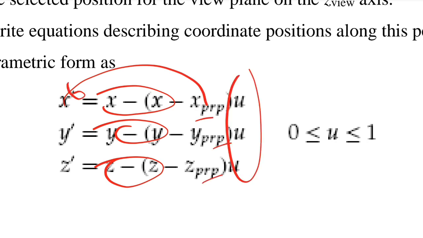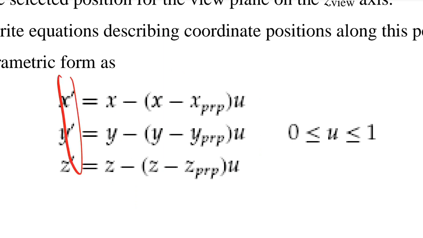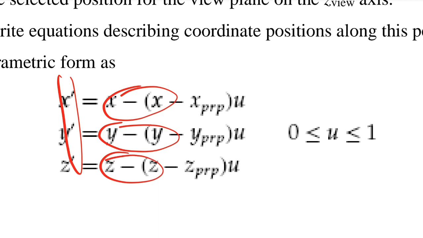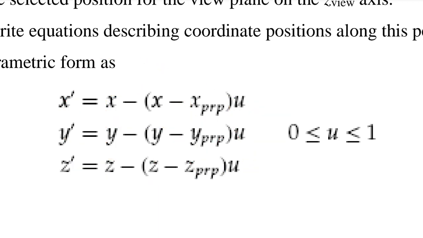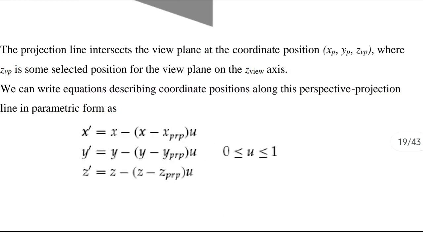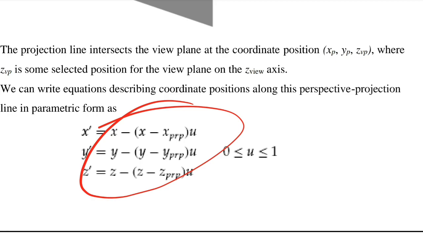Finally you write u here. Again, x, y, z you are finding, so you have written xyz here. What is 0? X minus x, y minus y, z minus z, and copy paste the same thing here, PRP, PRP, PRP, and u. These are the equations which describe the perspective projection line in parametric form. This is one equation you need to mention in the answer sheet.